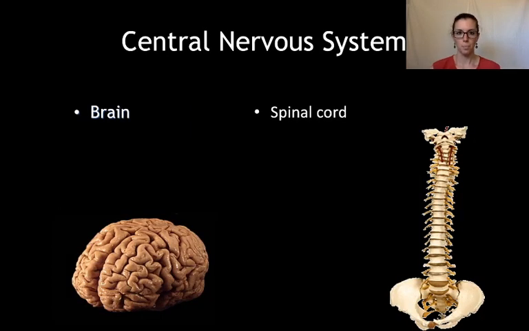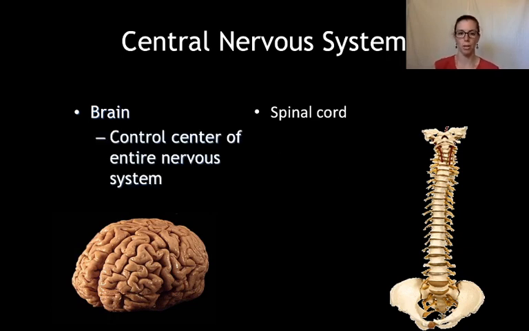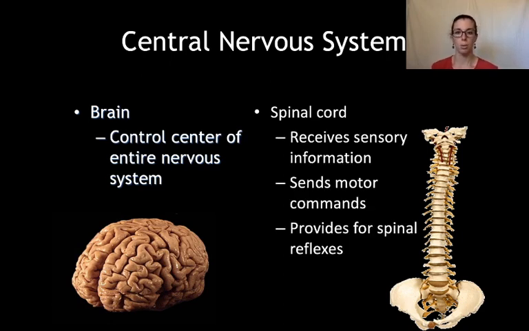Within the central nervous system, we've got the brain and the spinal cord. The brain is obviously the control center for the entire nervous system. It's very important for us to have brains. The spinal cord also has its own role besides just holding your back up. Your spinal cord receives sensory information from your peripheral nervous system, from your senses, and it sends motor commands out to the nerves that are necessary for you to move your body. Those are motor commands.